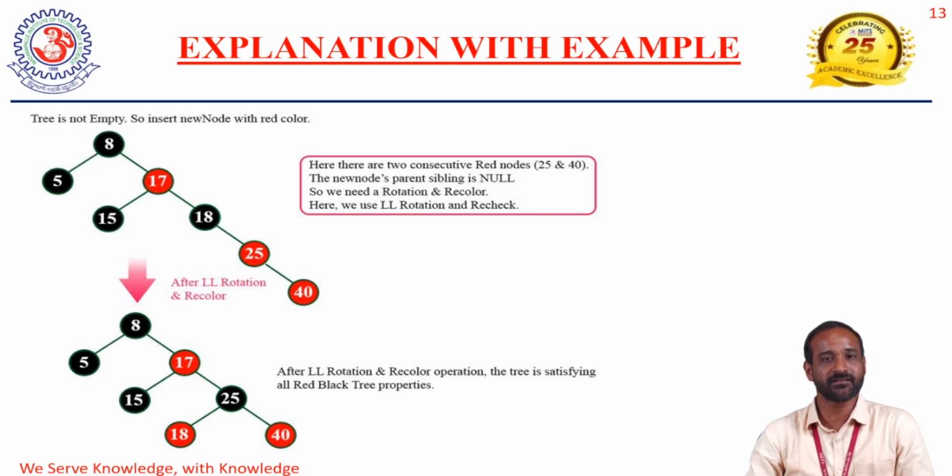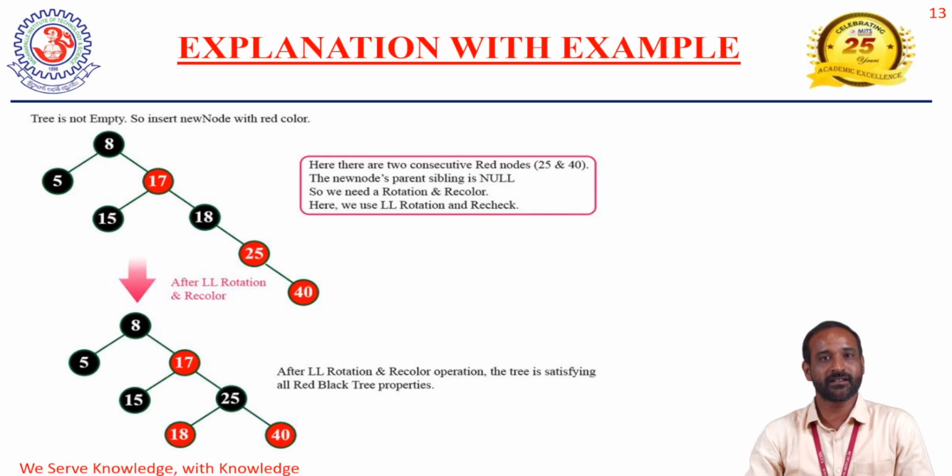If the sibling is null, we can perform a rotation. Which rotation? Here we use LL rotation. You can consider three nodes: the new node, its parent, and the parent's parent, that means the grandparent. So 18 is the grandparent of 40, and 25 is the parent of 40. So we consider from 18, that is LL rotation.